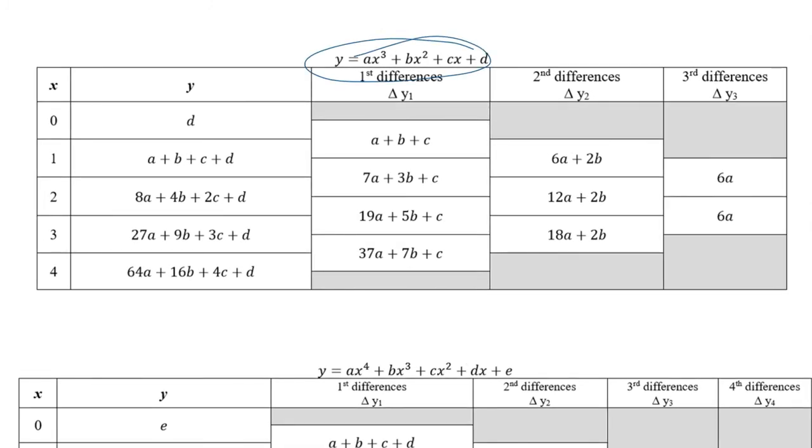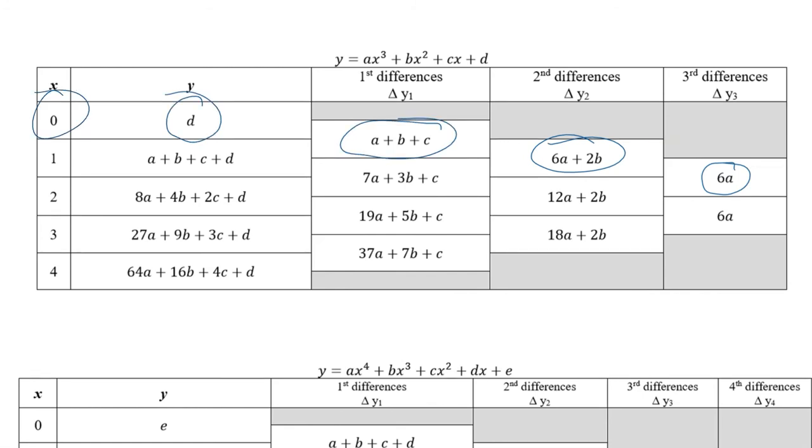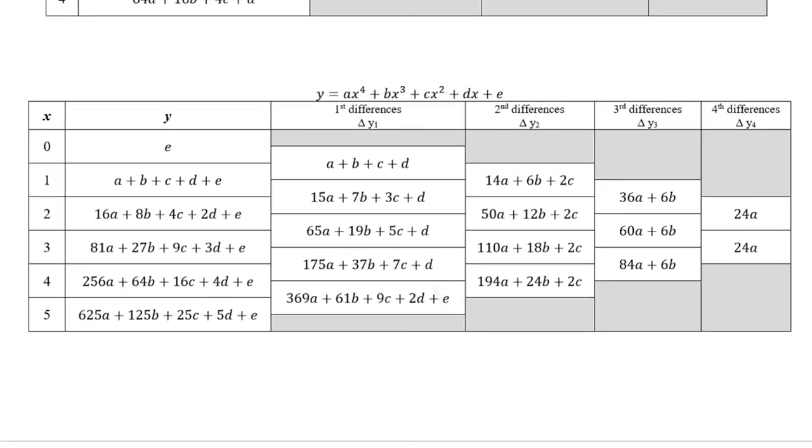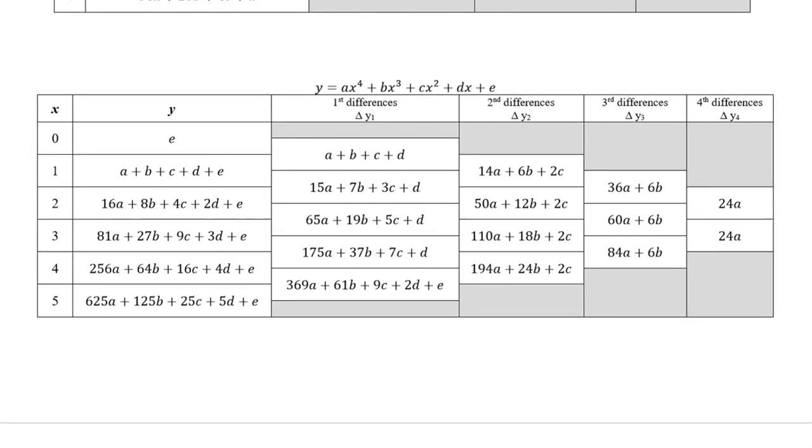Degree 3, ax cubed plus bx squared plus cx plus d, has third differences equal. So it's more work when you get up to degree 3 and degree 4. You would start with 6a to find a, sub that in to find b, sub both of those in to find C, and then D is just your y-intercept. And take a look at degree 4. Woo! See, numbers get big. So you start with A and track back.